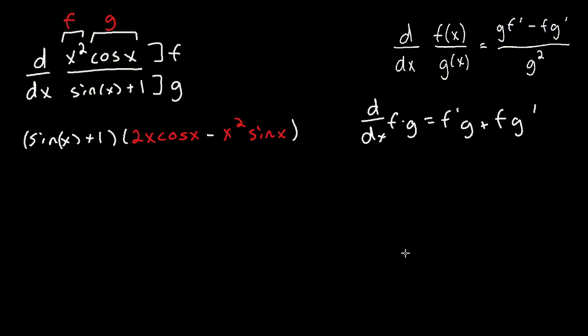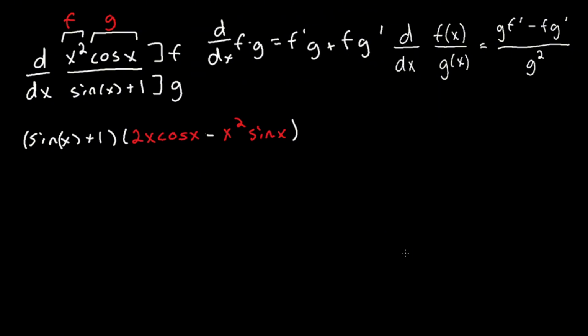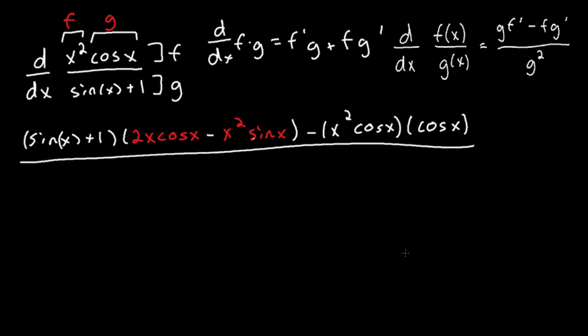Now we have the first part. Let's do the rest of the quotient rule. The rest is just f, so our top function, x squared cosine of x, minus times d low. So low d high, the derivative of f, minus high d low, the derivative of g. The derivative of g is just cosine of x, since that's the derivative of sine, and the derivative of 1 is just 0, so we cancel that out. Over low low, so it's just sine of x plus 1 squared, and that is all.